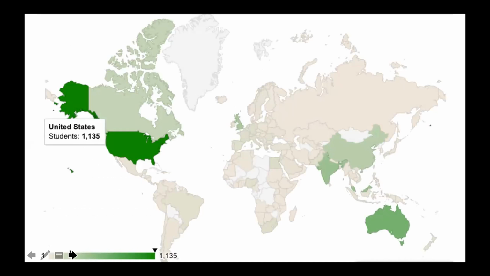The course provides very interesting analytics. This is the world map that I snapped from my course. It shows the number of students in each and every country. You can see I have students from almost every country in the world. I think I just missed two in South America and a few in Africa, and that's it.